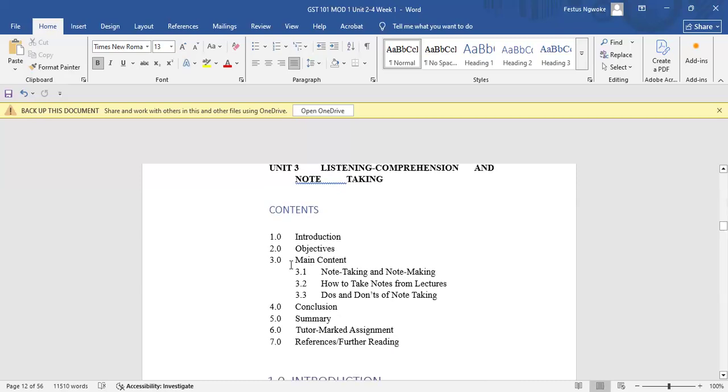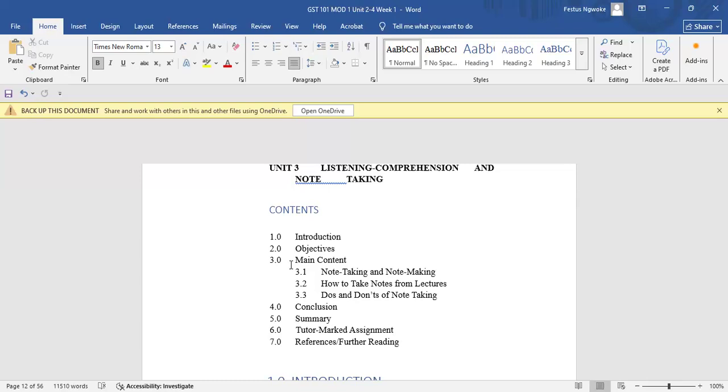And what is note taking? What we are seeing here is not only note taking alone, but note making as well. Yes. So I'm sure that if you pay attention very well, you'll be going home with a lot. You'll be enriched apart from what has been noted for you in this course guide or course material. Note taking is what we do in the course of listening.